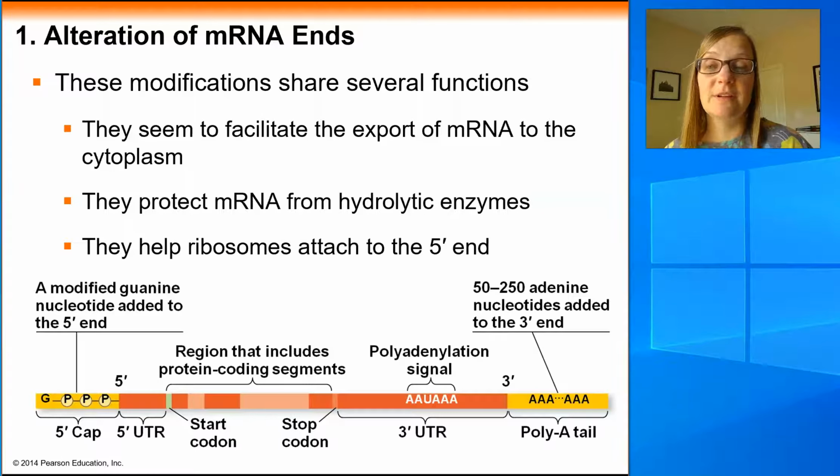And both of these end modifications seem to play really important roles for the mRNA in the cell. First of all, they seem to help the export of the mRNA out of the nucleus into the cytoplasm. Also, remember that single-stranded nucleic acids are highly subject to degradation, and so these end modifications seem to protect the mRNA from hydrolytic enzymes, so the RNA isn't degraded as soon as it's created and can survive until it can be translated. And then lastly, both of the end modifications can help a ribosome attach to the 5' end to initiate translation.